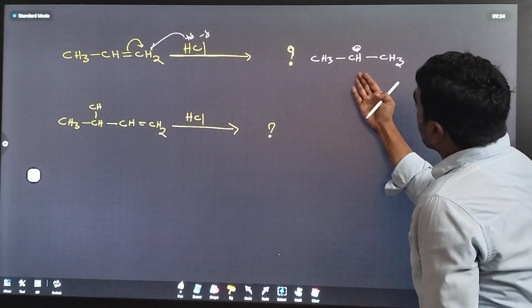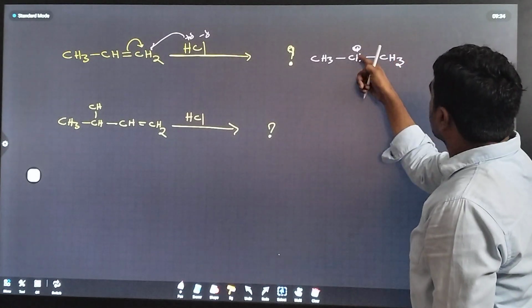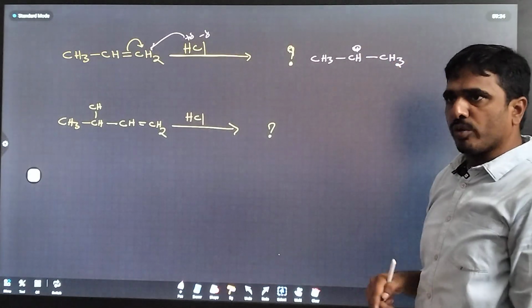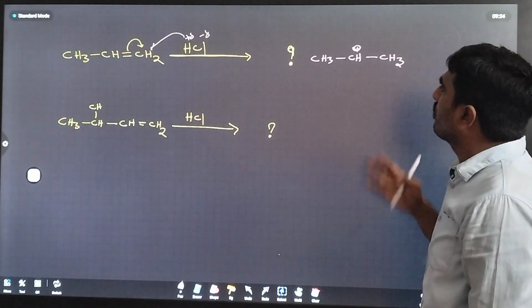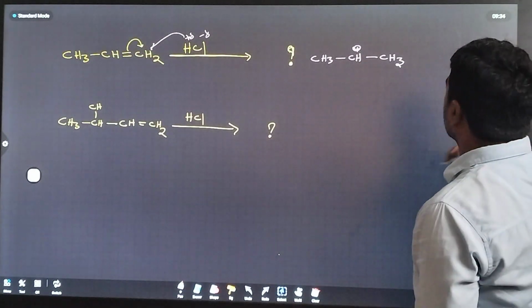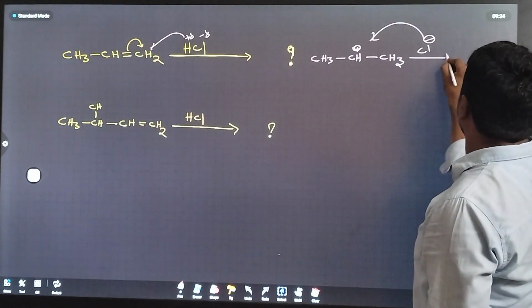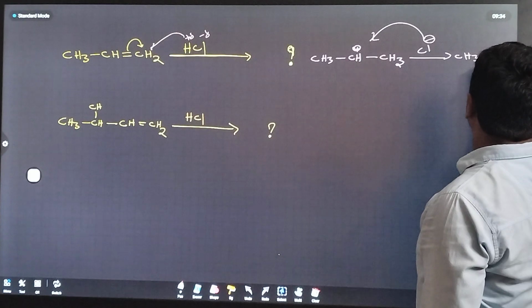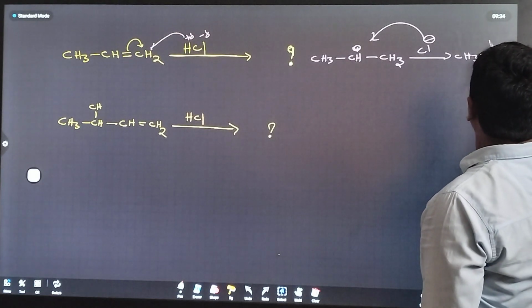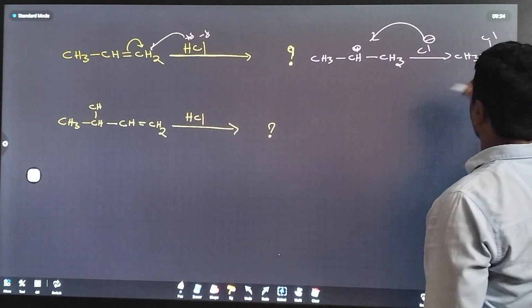This is the secondary carbocation. Is any carbocation rearrangement possible? If this hydrogen shifted here, we would get a primary carbocation. The primary carbocation is less stable compared to the secondary carbocation, so there is no possibility. Then Cl minus attacks here, so we get CH3, Cl and CH3: 2-chloropropane.